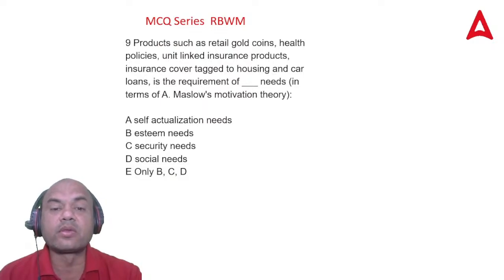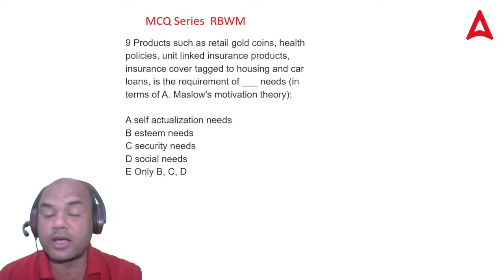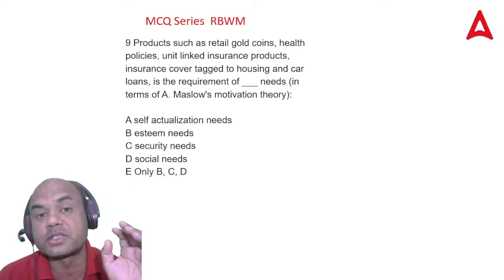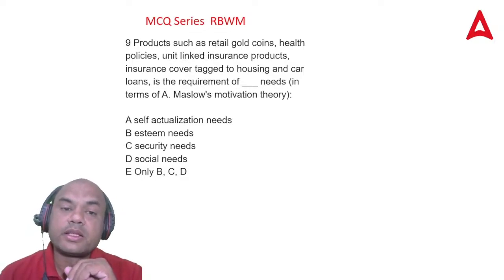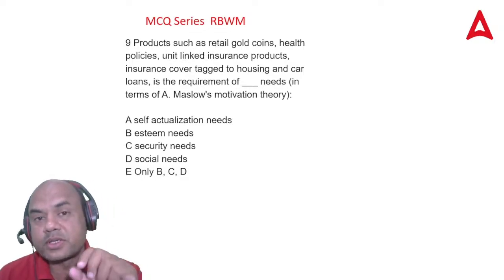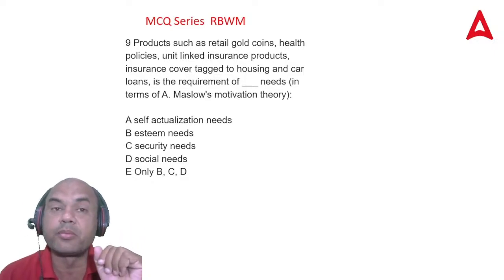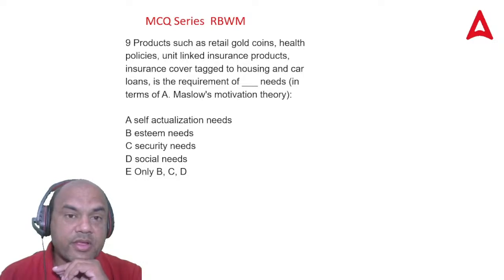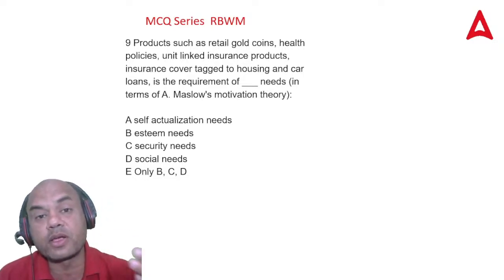Products such as retail gold loan, gold coins, health policies, unit-linked insurance policies, insurance cover tagged to housing and car loans is a requirement of this. Now this is a difficult question. I deliberately put this question so that, why did I put this question over here today? It is from one of your chapters. But why did I put it? Because it's an introduction stage, so you need to know what level of questions you are getting and what chapters you are getting.